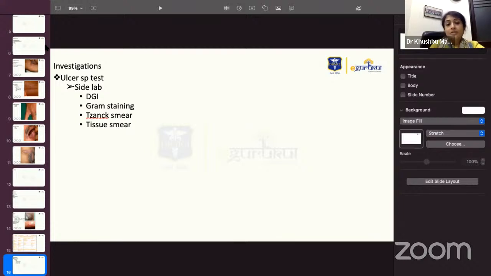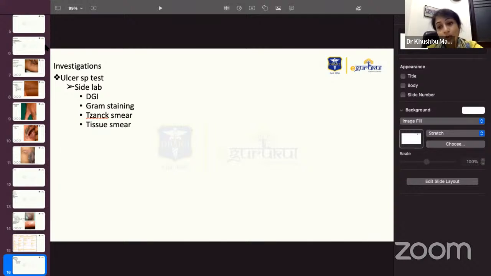Right? Similarly, if I'm talking about herpes genitalis, what would be my investigation of choice? I'll do a Tzanck smear. Tzanck smear, look for multinucleated giant cells, look for acantholytic cells. So Tzanck smear is for herpes. So if multiple painful polycyclic erosions, short incubation period with lymphadenopathy, with oral erosions probably, what would be your test of choice? It would be Tzanck smear. Then tissue smear.